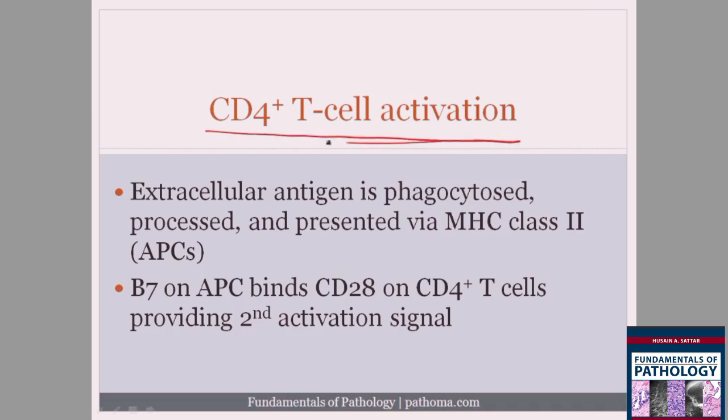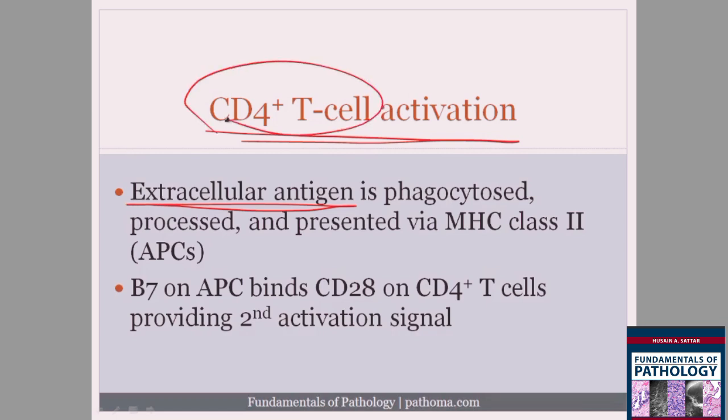CD4 positive T cell activation occurs via extracellular antigen. Now let's go back. You know that CD4 positive T cells recognize MHC class 2, and MHC class 2 is predominantly present on antigen presenting cells. What do antigen presenting cells do? They take antigen from the outside world, phagocytose it, process it, and then express it on MHC class 2. An example would be macrophages or dendritic cells. These are cells that phagocytose extracellular antigen, present it on MHC class 2, and show it to the CD4 positive T cell.